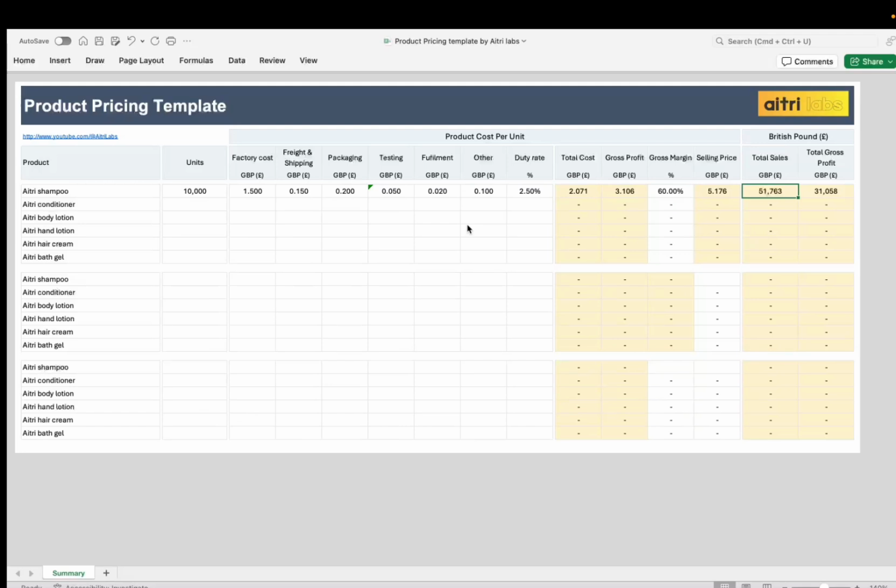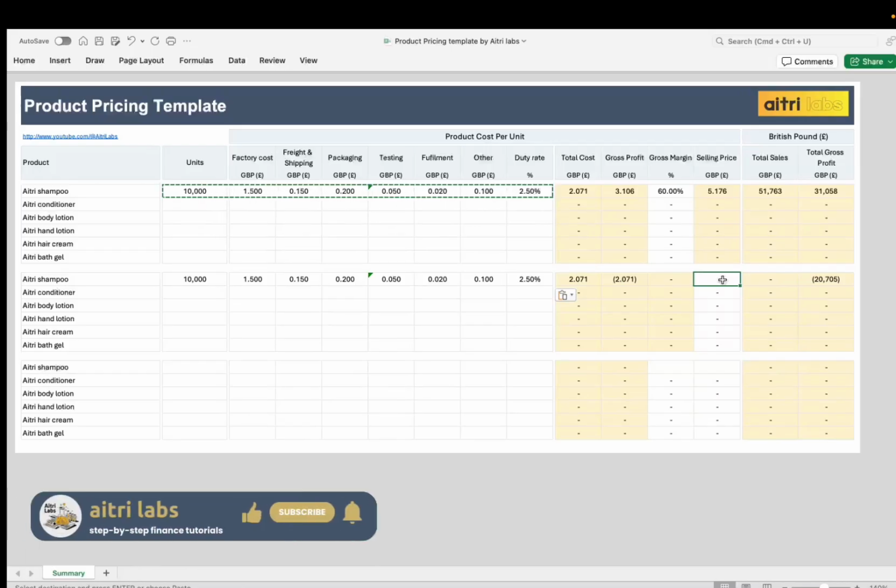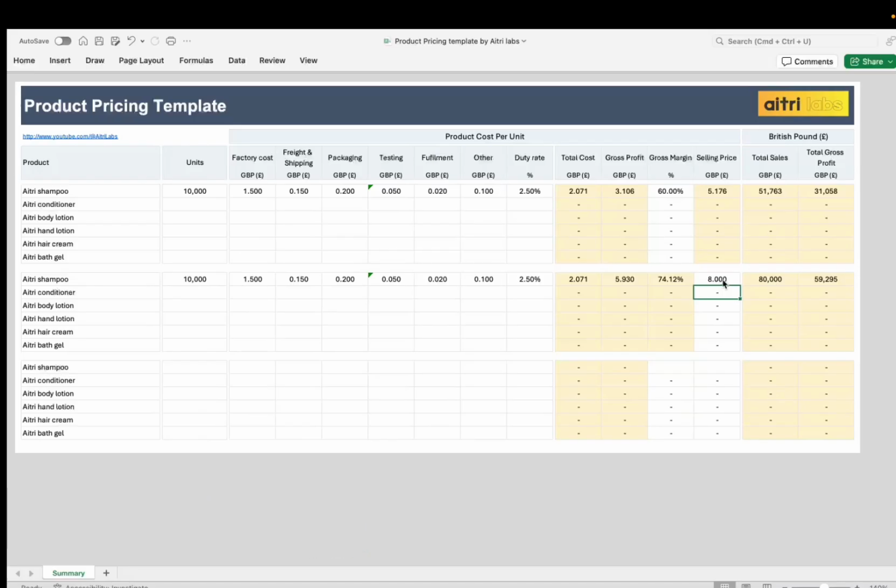So we're going to use exactly the same numbers as we've used in the first scenario. In this case, if I want to know what my gross margin would be if I upped my selling price, the product is doing quite well. I'm getting a lot of rave reviews. £8. As you can see, the template tells me my gross margin would be just over 74%. My gross profit would be £5.93.